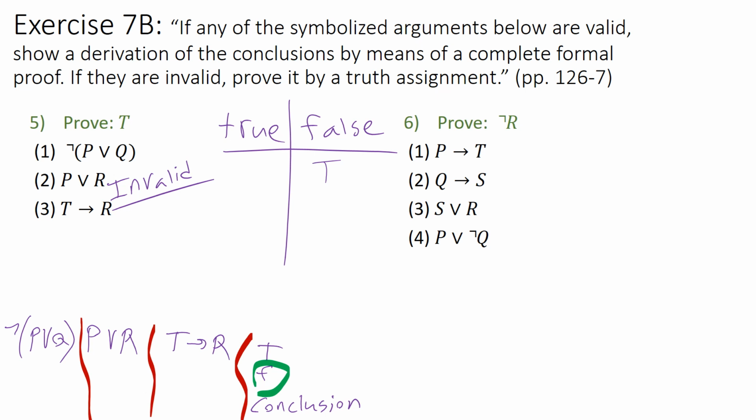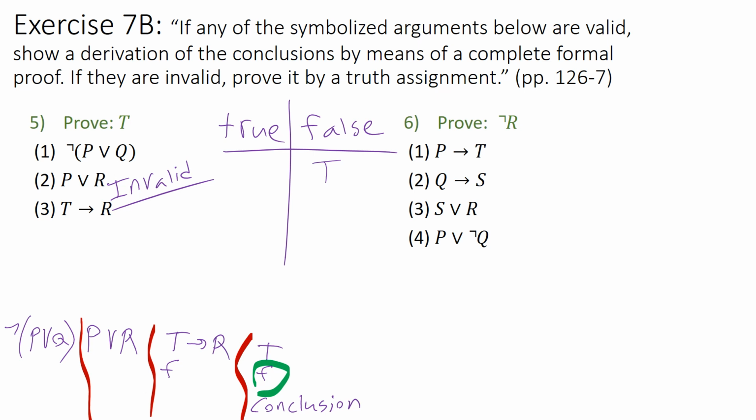Does T show up anywhere else? It does in the third premise. Now, to make that premise true, R can either be true or false. So either one will do, but the question is, what about the other 2 premises? So we had to think ahead a little bit. And if we make a mistake, that's all right too. We'll just backtrack and correct ourselves.